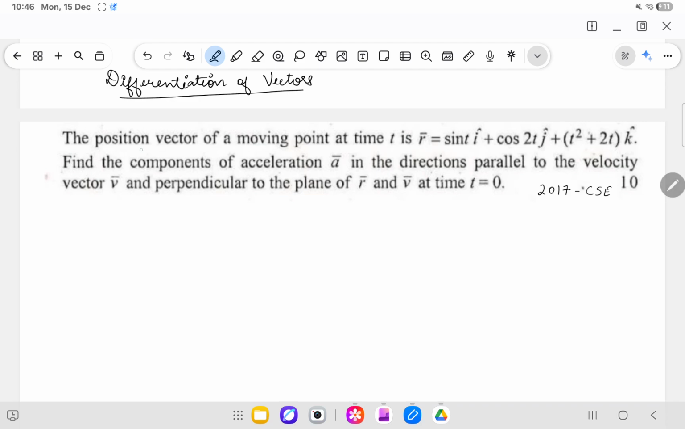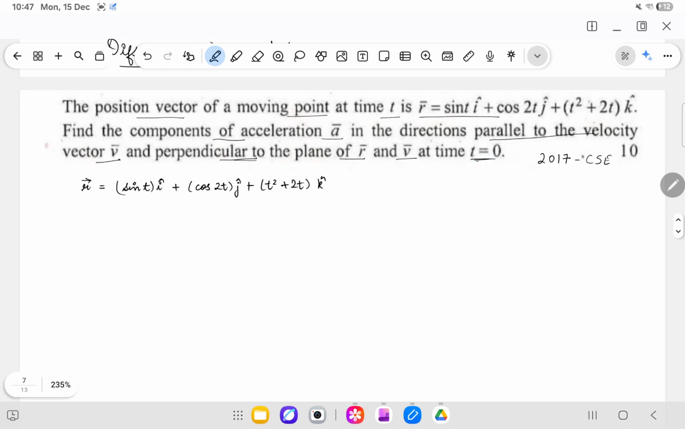So question 1 is, the position vector of a moving point at time t is given by sin t i cap plus cos 2t j cap plus t square plus 2t k cap, and we are supposed to find the components of acceleration in the direction parallel to velocity vector v and in the direction perpendicular to the plane of r vector and v vector at time t equals 0.